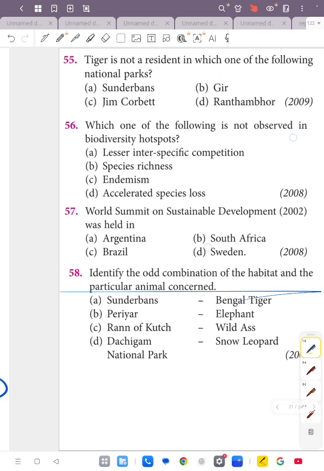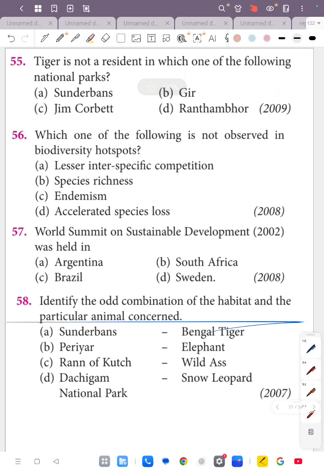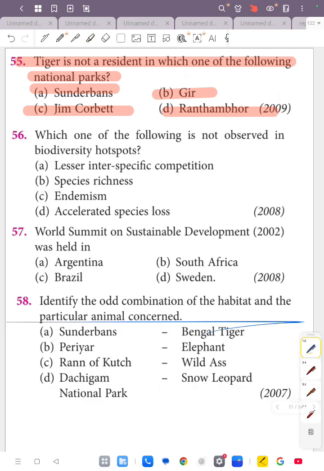Okay. Talking about question number 55, which says tiger is not a resident in which one of the following national parks? A. Sundarbans, B. Gir, C. Jim Corbett, or D. Ranthambore. This was asked in 2009. So the correct answer here would be option number B, which is Gir National Park. Tigers are actually not residents of Gir National Park, which is famous for, or a home to, Asiatic lions and not tigers, right? So that makes option number B the correct answer.